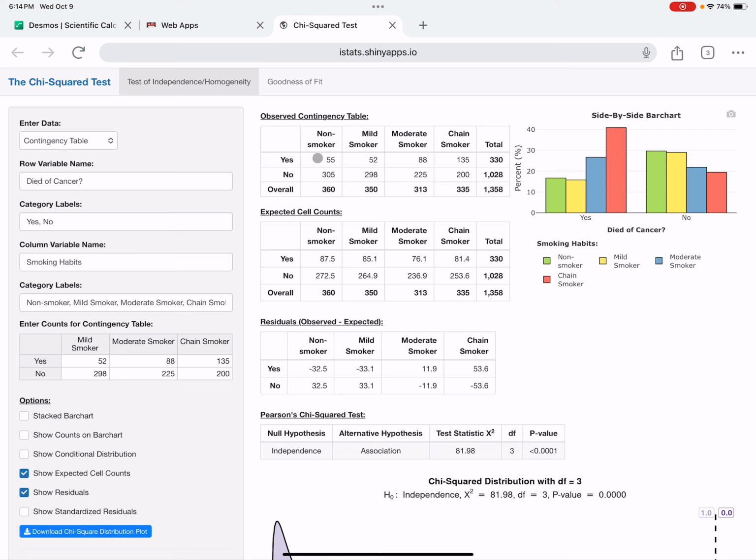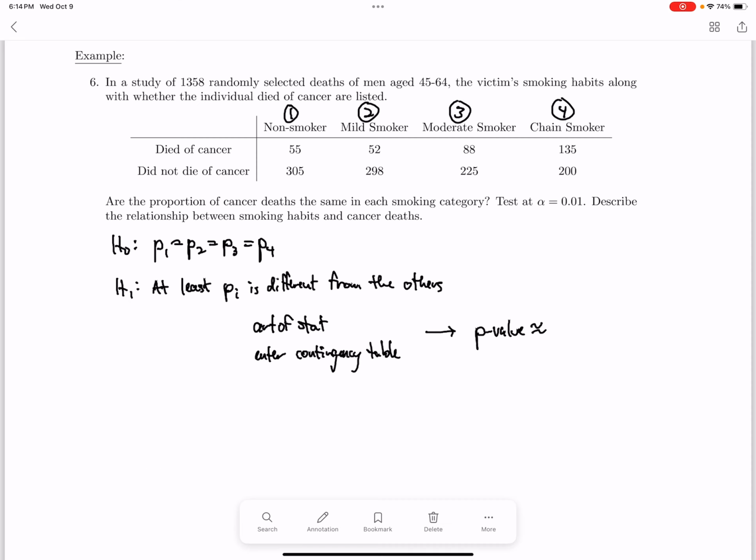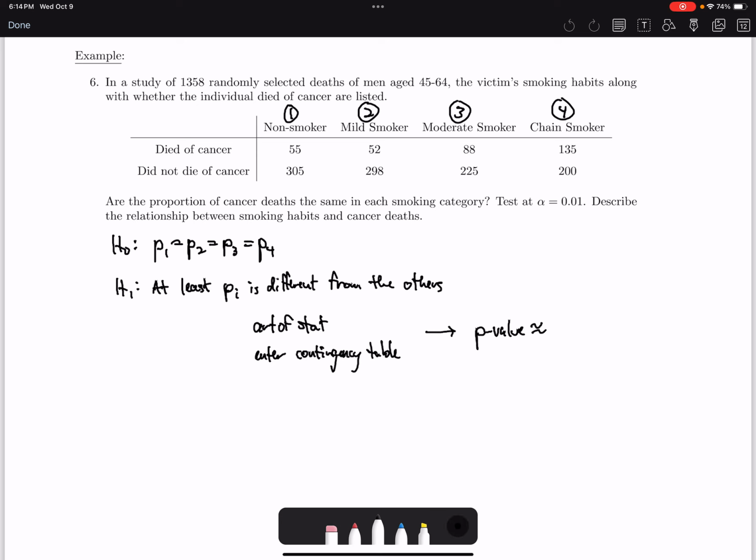As we increase our smoking habits, we are increasing the number of cancer deaths, right? Okay, but let's write down our p-value and then we'll make that observation. That's not like an earth-shattering observation, right? But that's what the data seem to bear out in this case.